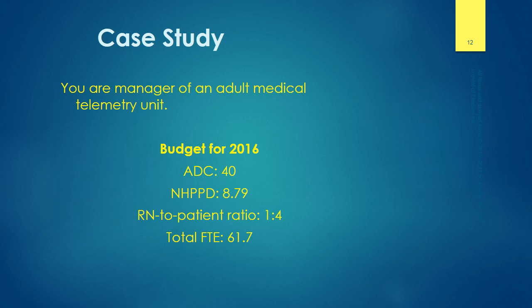So here's a case study to consider. You are the manager of an adult medical telemetry unit and you are looking at the budget for 2016 or any year. The average daily census, or ADC, is one measure that can be considered by the manager to project the potential workload of the unit. In this particular case study, that would be 40. The nursing hours per patient day is 8.79. The RN to patient ratio is 1 to 4, and the total FTE is 61.7.